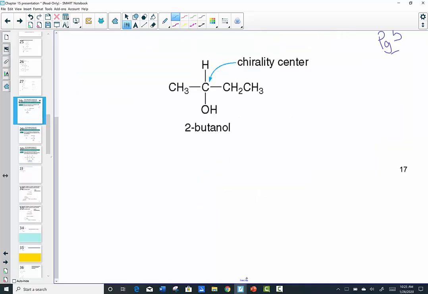So let's find that chiral center. Here's the carbon. And we can clearly see that it has 4 unique attachments. We have an ethyl group in one direction, a methyl group in another. Here we have a hydrogen and of course the hydroxyl group, creating 4 unique attachments. And therefore we have indeed met the criteria of a chiral center.